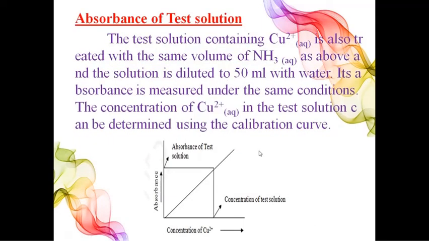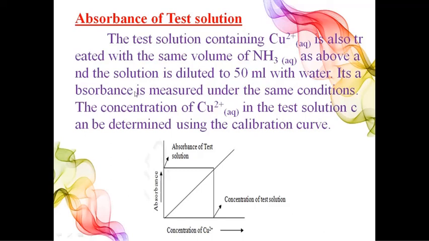Let us look at that. Now you have the test solutions whose concentration you don't know. How do you check the concentration of that test solution? To do that, the test solution containing Cu2+ is also treated with the same volume of ammonia. How much did you add for the previous one? Add the same volume. If it is 5 ml, add the same volume to this particular standard flask, and then add distilled water and dilute it to 50 ml.